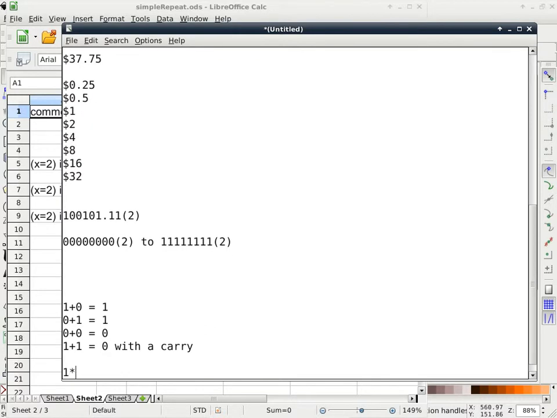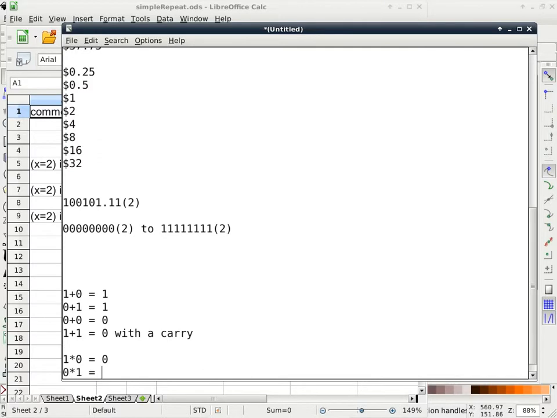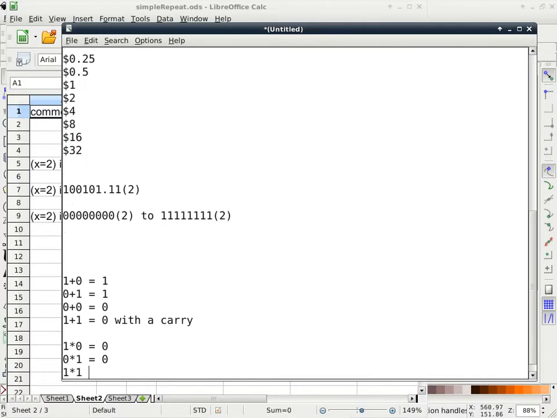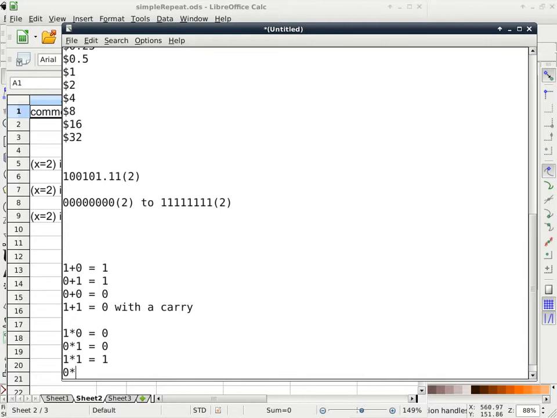What is 1 times 0 in any base? 0. 0 times 1? 0. 1 times 1? 1. 0 times 0? 0. That's the entire multiplication table in base 2.